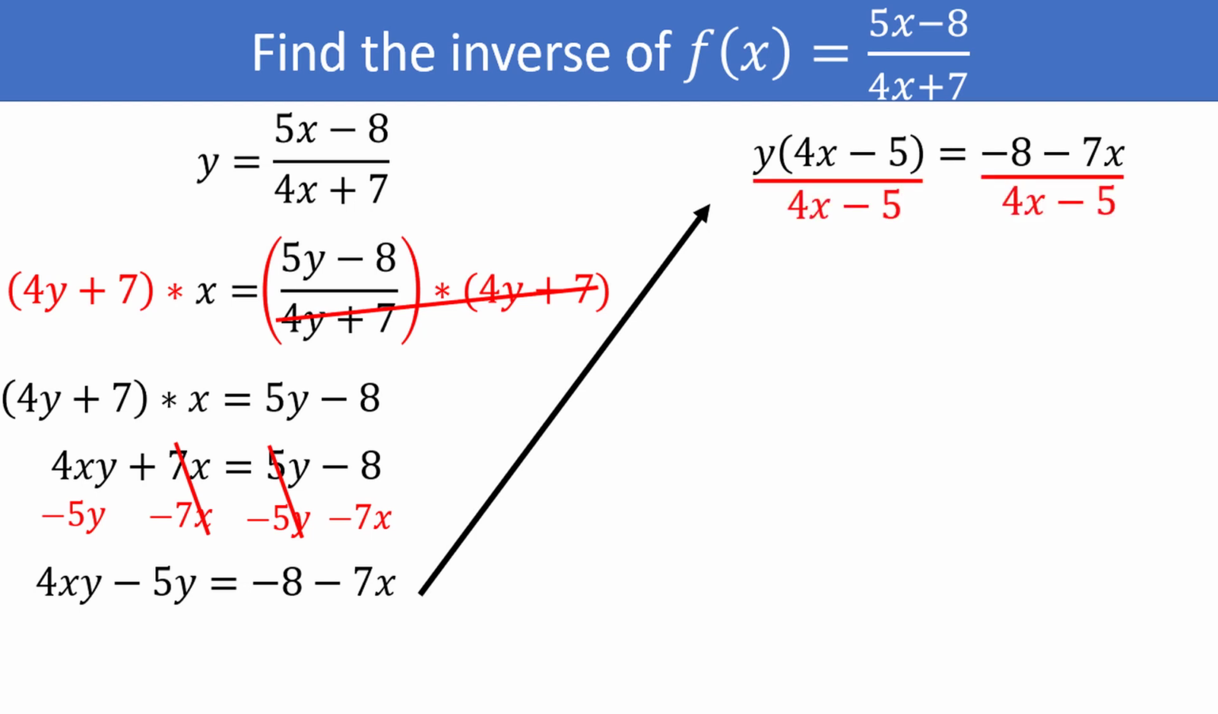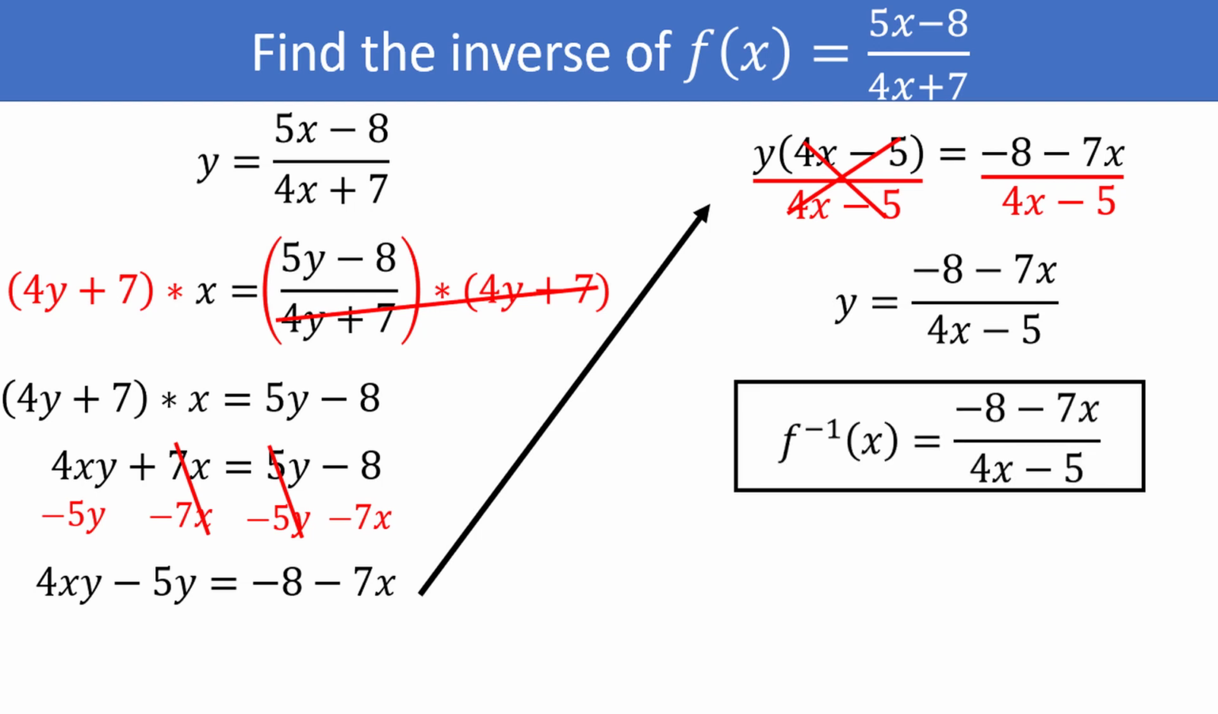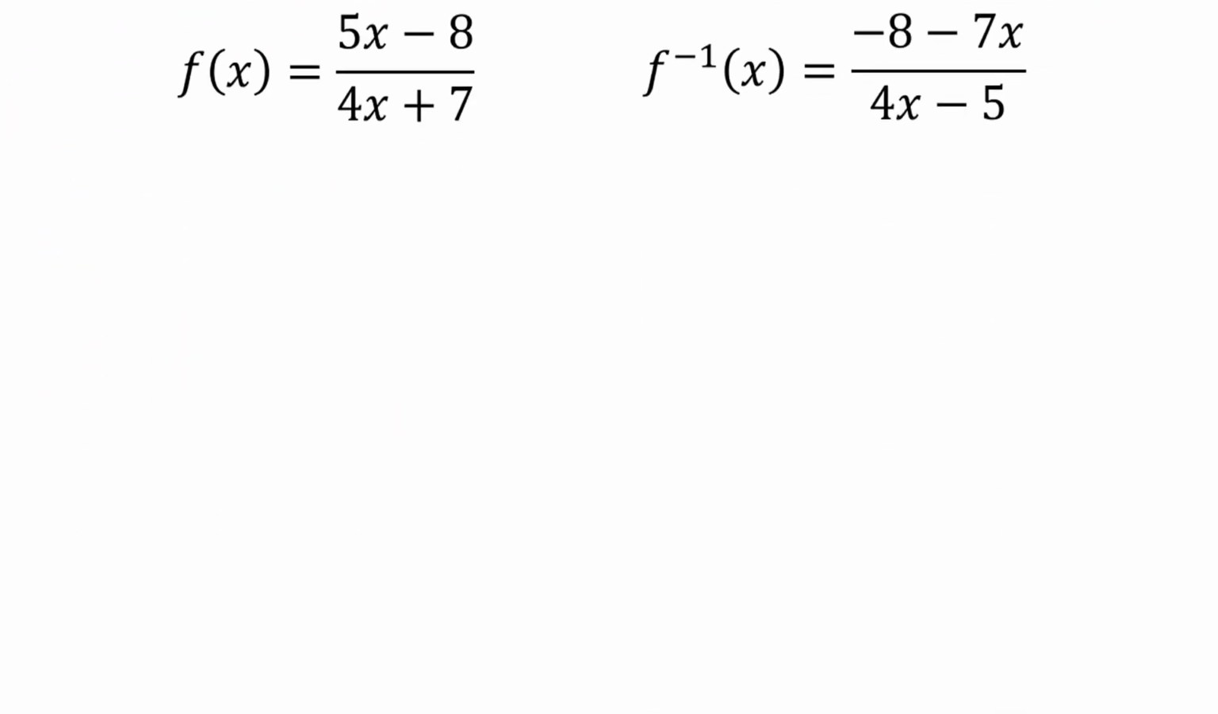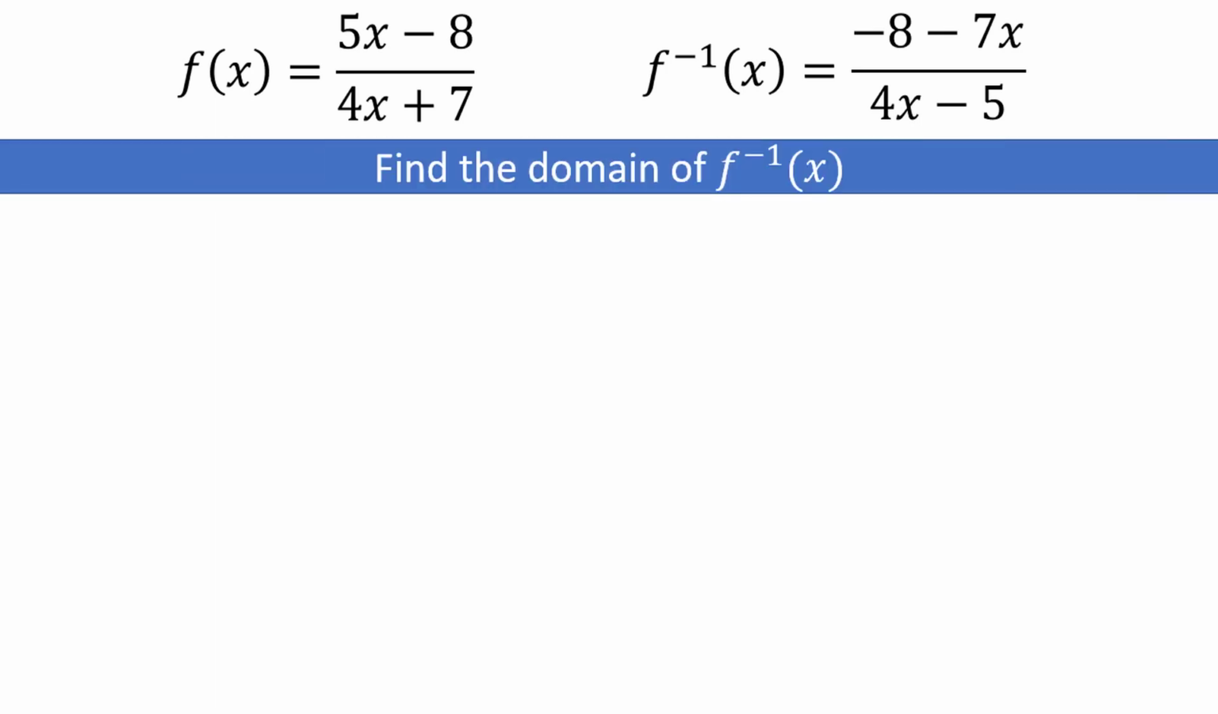Finally, we can divide both sides by 4x - 5 so that we have y = (-8 - 7x)/(4x - 5). We can replace y with f⁻¹(x), so that we have f⁻¹(x) = (-8 - 7x)/(4x - 5), which is our inverse function. So our two functions are f(x) = (5x - 8)/(4x + 7), and f⁻¹(x) = (-8 - 7x)/(4x - 5). What is the domain of the inverse function? Well, we can have any value such that the denominator is not equal to 0.